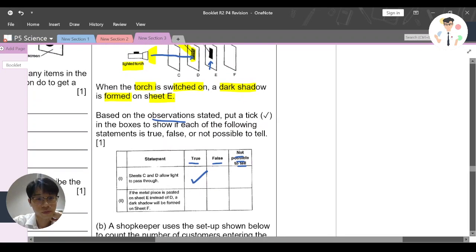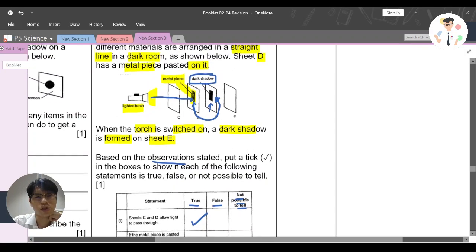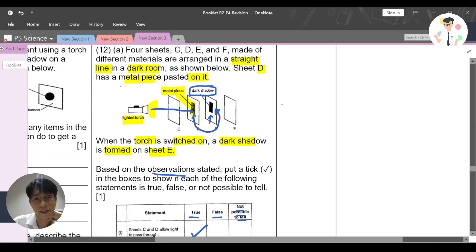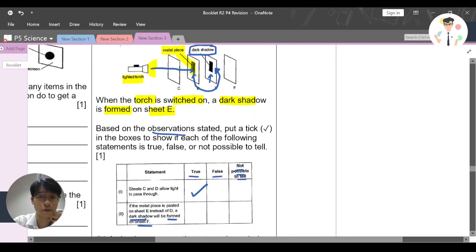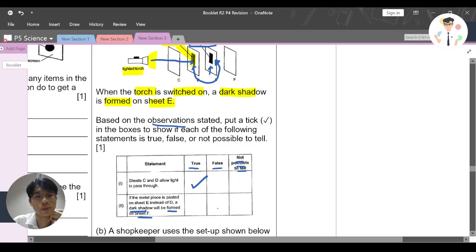Number two, if the metal piece is pasted on E instead of D, now this metal piece is here, right? If now we switch it to D, the statement says that a shadow will be formed on sheet F. Okay, so is it true or is it false? The answer will be false. Why would it be false?